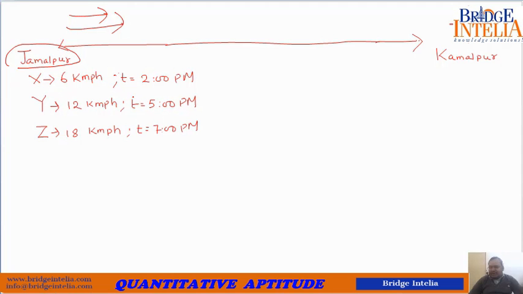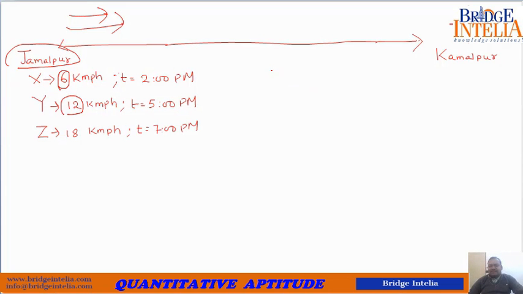Now what is given? The first person to leave is X, so he leaves at 2 p.m. The second person to leave is Y. As per the question, after some time, Y overtakes or meets X. This is possible because Y's speed is greater than X's speed. So after some time, Y will definitely meet X.